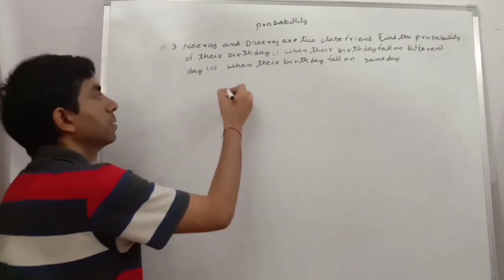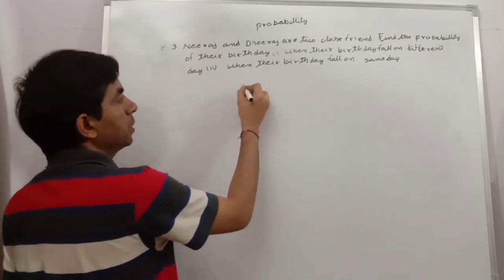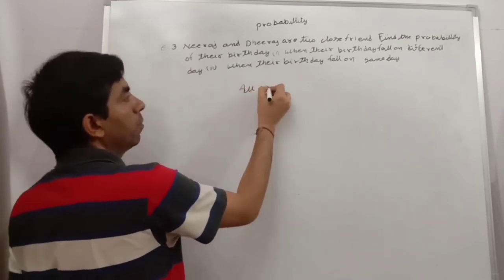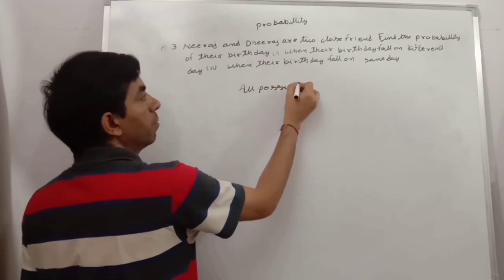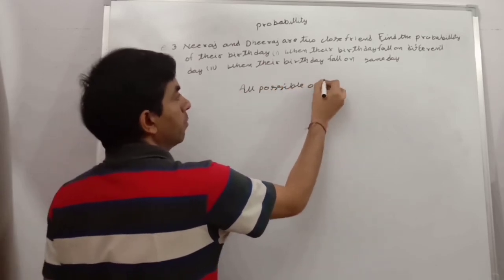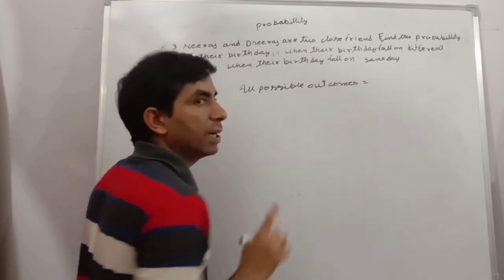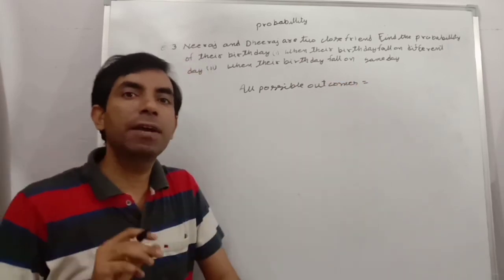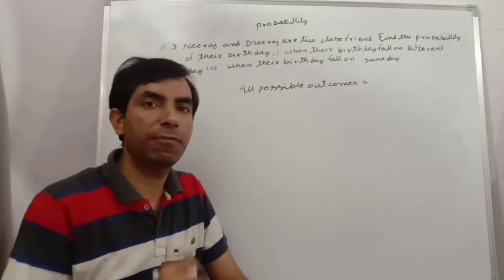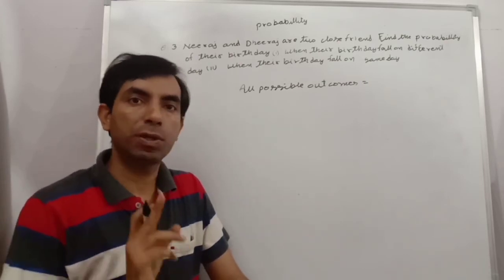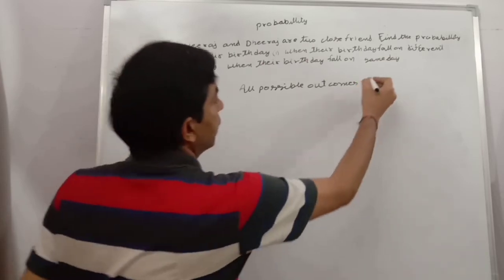For finding it, first write all possible outcomes. We know that in a year, for a birthday falling, we have 365 days. So all possible outcomes is 365.